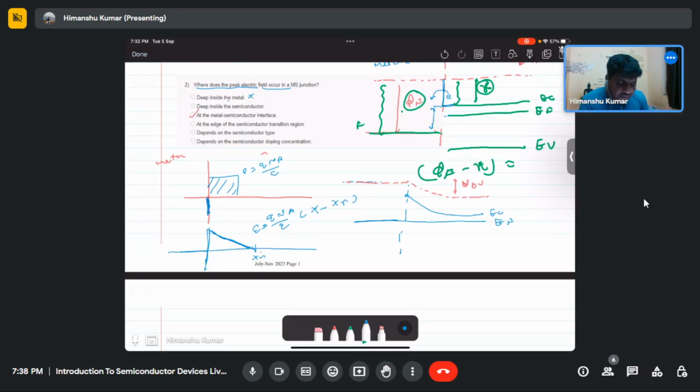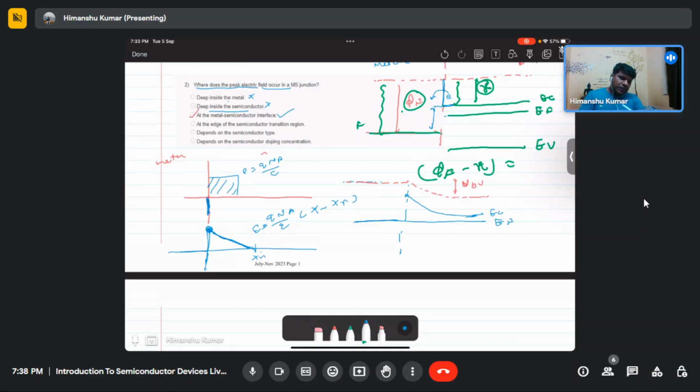Deep inside the metal, the field is 0. Deep inside the semiconductor, the slope of the band diagram is 0, so the field is 0. So this option is also incorrect. Now you can see the slope is maximum at the interface, so the field is maximum here. So we can write that the field is maximum at the metal semiconductor interface.